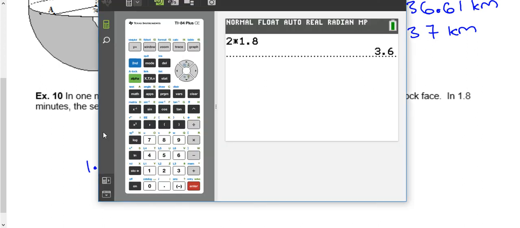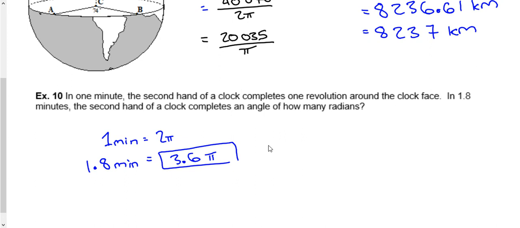If you wanted this in terms of a decimal, all you're going to do is 3.6 times pi. So you're at 11.3 there. Okay. But I am going to always try to leave my answer as exact values.